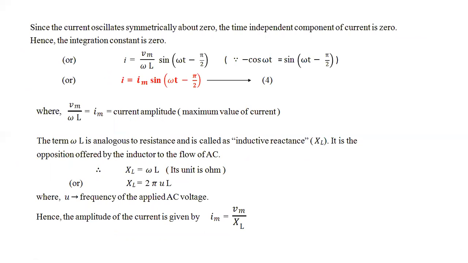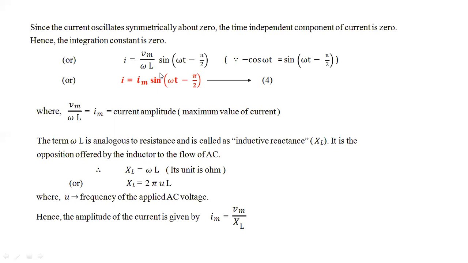Since the current oscillates symmetrically about zero, the time independent component of current is also zero, so the constant of integration is zero. So I is equal to Vm upon omega L sin of omega t minus pi by 2. Here I have replaced minus cos omega t by the trigonometric identity sin of omega t minus pi by 2. So I is equal to Im sin of omega t minus pi by 2.